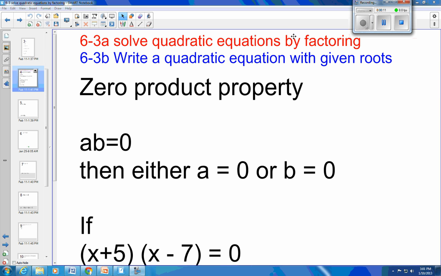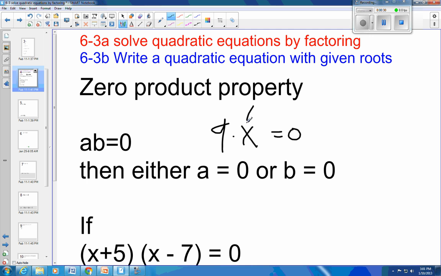So the zero product property means that when you multiply 2 numbers together, A and B, and you get 0, one of those 2 things has to be 0. The only way to get to 0 is by multiplying by 0. So you know that if you take 9 and you multiply it times x and you get 0, that x has to be 0.